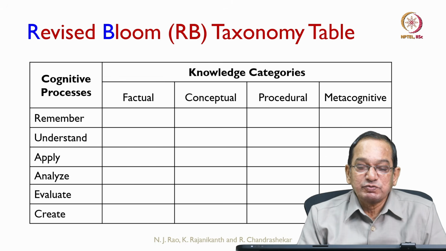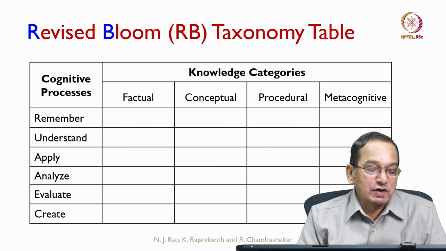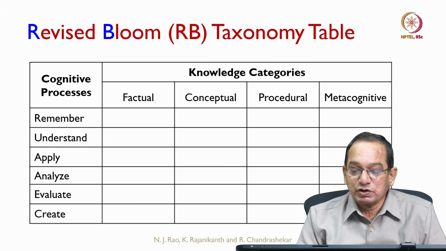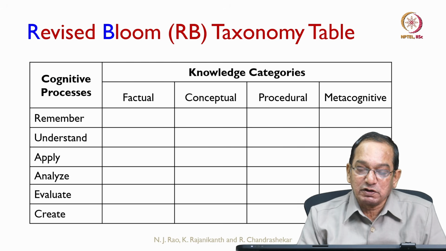This revised Bloom's taxonomy can be produced in the form of a table. On one side, we have the cognitive processes: remember, understand, apply, analyze, evaluate, and create. And on the other side, we have the knowledge categories: factual, conceptual, procedural, and metacognitive. These are the general categories.